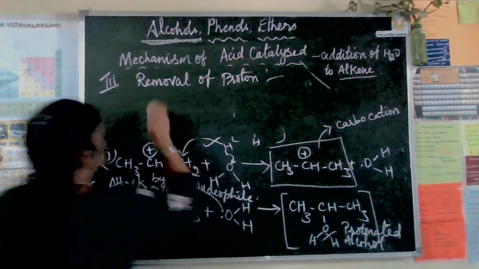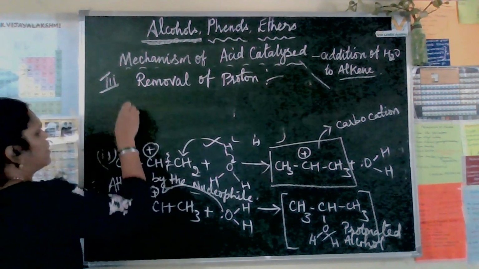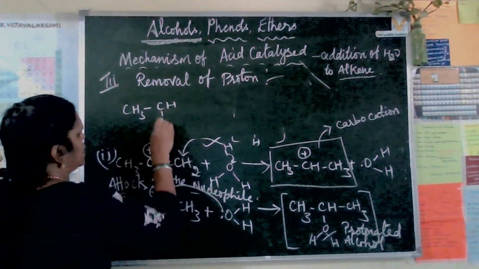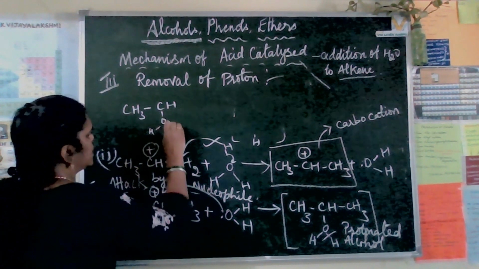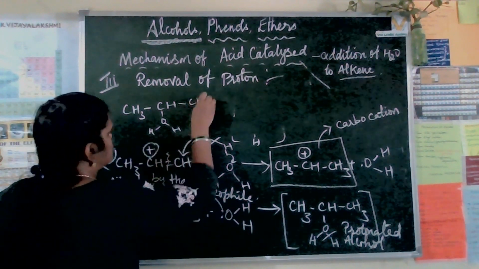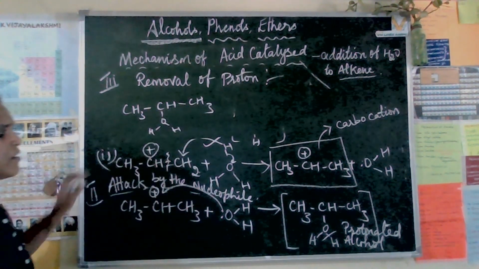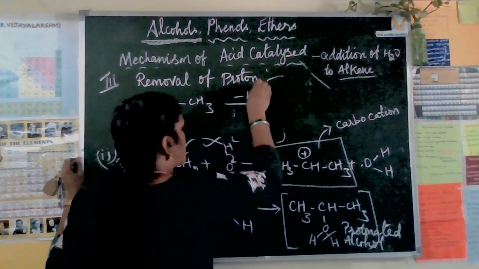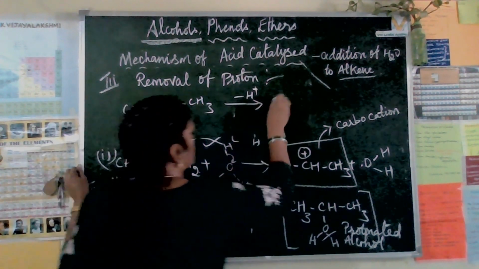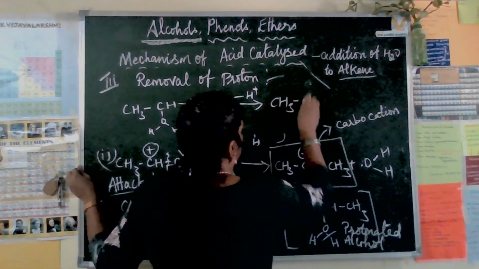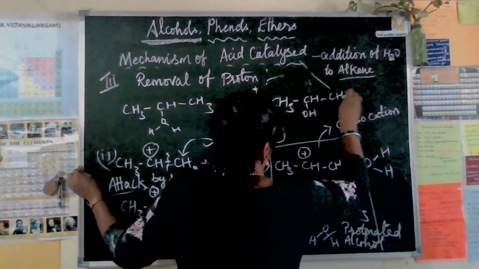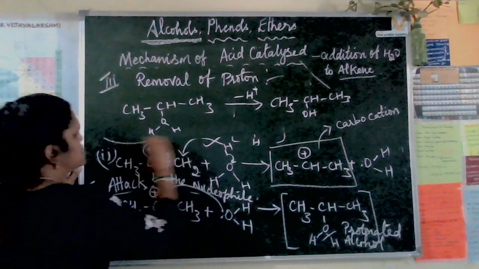So here protonated alcohol, CH3, CH, here O with hydrogen, here hydrogen, here CH3. This is a protonated alcohol, right? And what happened? It's ready to lose one proton and it forms isopropyl alcohol, CH3 CHOH CH3. Right? So this is what it is.